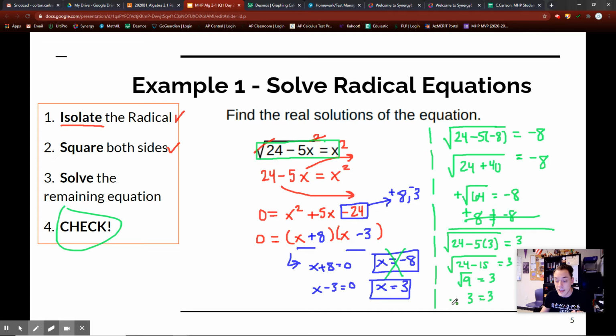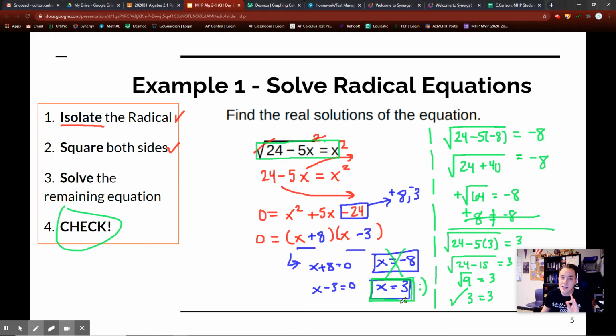So does this check out? It does. So that means my final answer is what I'm highlighting here in green with a smiley face. It is only 3. Okay? So that is the basics of radical equations.